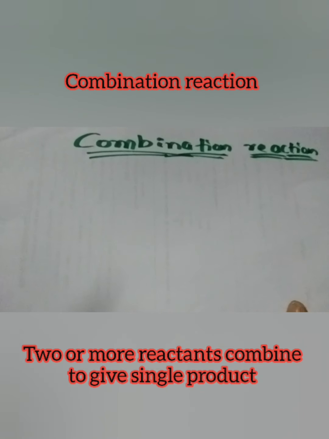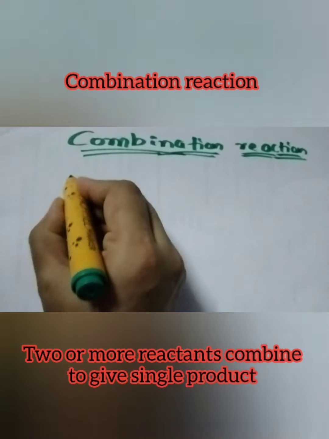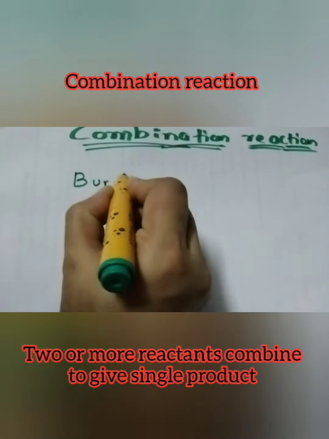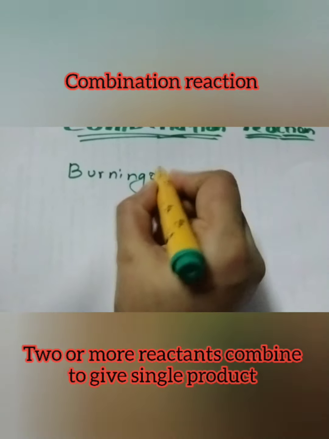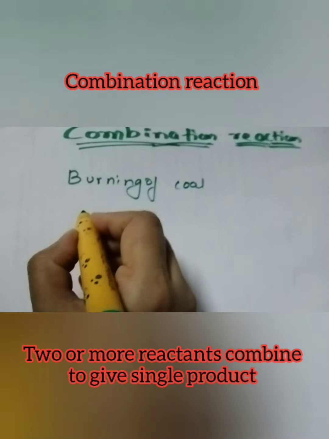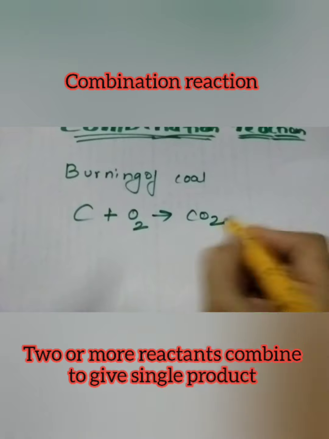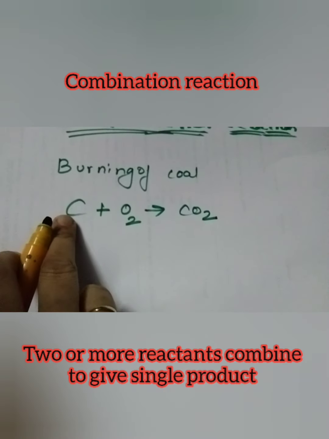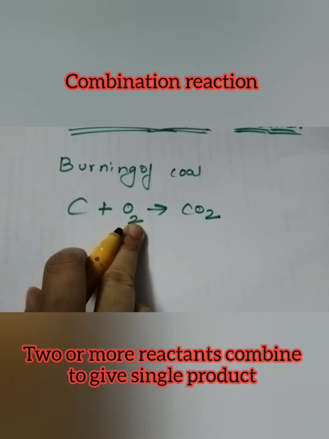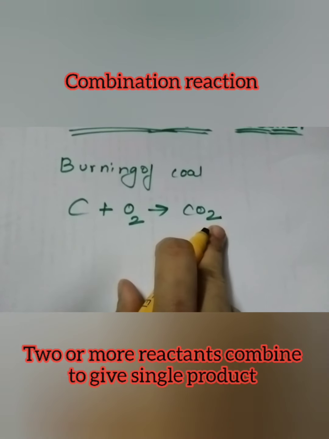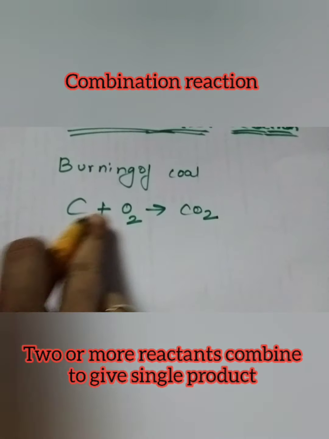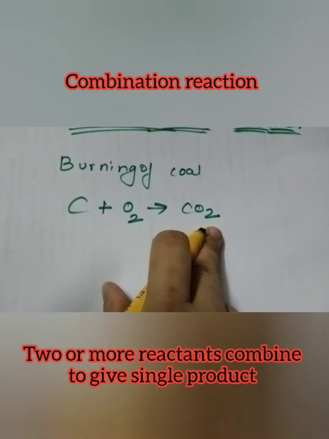Combination reaction with an example. Here 2 or more reactants combine to give a single product. Let us take an example, burning of coal. Coal is a carbon compound. Carbon combines with oxygen to give you carbon dioxide gas. So you can see here two reactants combine to give you a single product. That is a combination of two reactants and you got a single product.